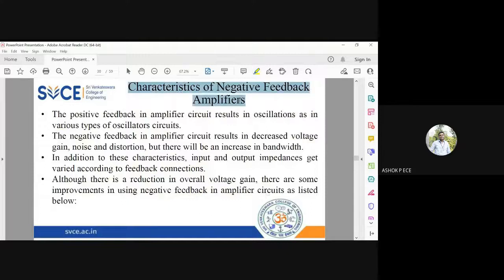Some of the properties of negative feedback amplifiers we are going to see. So the positive feedback, I told you, is not used in amplifiers because it is going to make your gain infinity, which will result in instability of your amplifier. So positive feedback is not used in amplifier circuits, whereas positive feedback is used in oscillator circuits only.